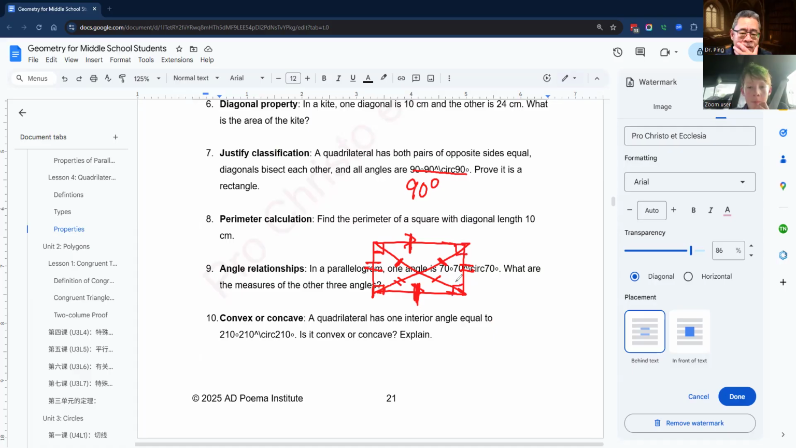So they want us to prove it's a rectangle. Think about what is missing from the definition of a rectangle. That's the part. The missing part is what we need to prove.